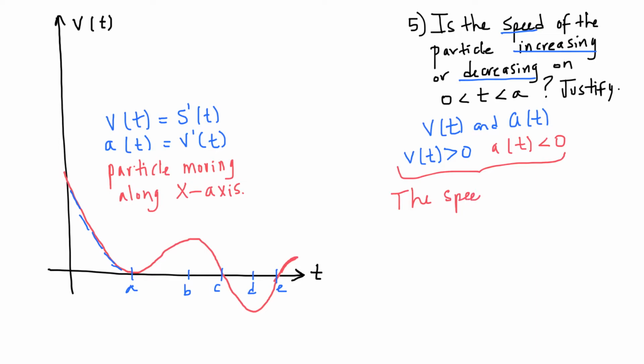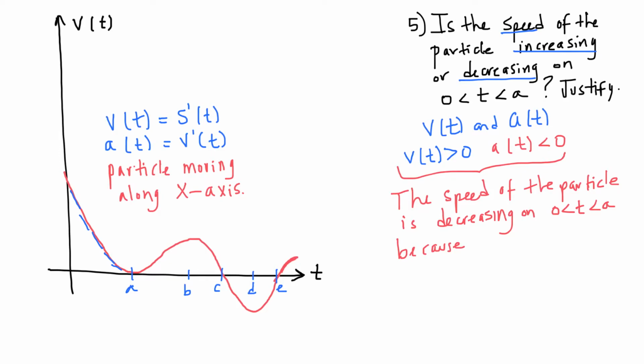the speed of the particle, complete statements, right? The speed of the particle is decreasing on, I have to repeat the same interval they gave me, 0 less than t less than a, and your justification, because you can say this a few different ways. You can say because velocity and acceleration have different signs, I'm just going to state their individual signs, because v of t is positive and a of t is negative, and I should repeat the interval. I'm going to say on that interval. So mention the interval again.